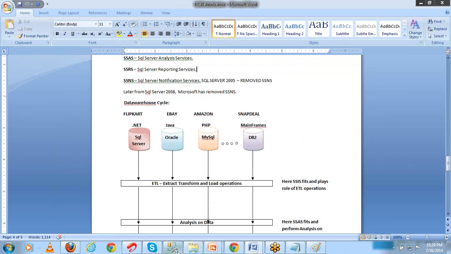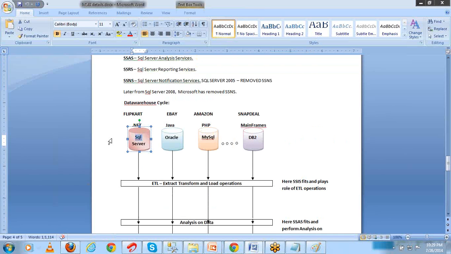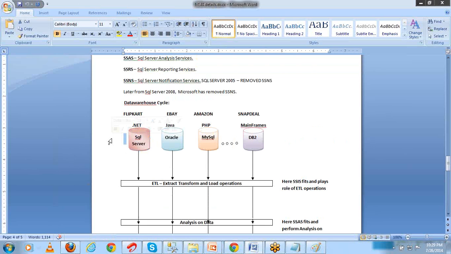See, I have a .NET application, UI in .NET, and it has SQL Server as a database. And the product name is Flipkart. Flipkart will have many products. In the same way, eBay is a product. These are all e-commerce applications. eBay is one of the applications designed in Java, and Oracle is the database. Similarly, Amazon, PHP, and so on. And Snapdeal.com is one of the e-commerce sites, built on mainframes, and the database is DB2.